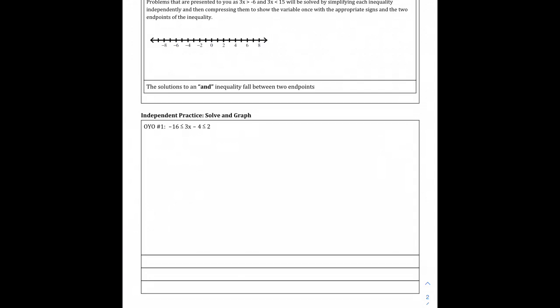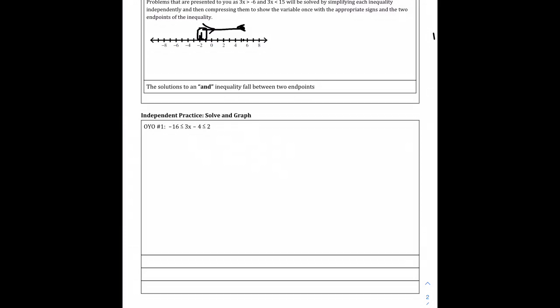I'm going to find negative 2 on my graph, which is here. And because it's just less than, I'm going to have an open circle, reminding you about the open and closed circles. And then 5 up here is going to be a closed circle. And the solution to this inequality lies in between these 2 points. Okay, this one, negative 2, is not a solution, so it's anything that's greater than negative 2. The solutions to an and inequality fall between two endpoints. There is a definite endpoint, and the solutions are in between those two endpoints.